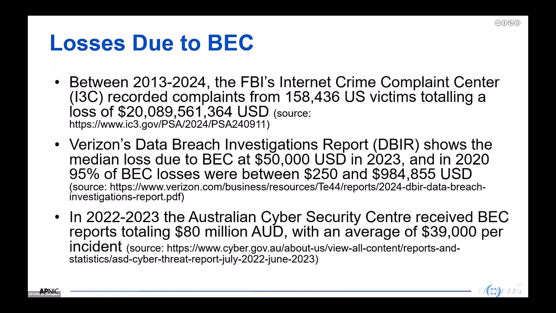Verizon's data breach report going back in 2023 found that the median loss for business email compromise was $50,000. And going back to 2020, most of the losses were between $250 and $1 million. That's a huge number there. If we go to Australia, 2022 to 23, the Australian Cybersecurity Centre received BEC reports totaling $80 million Australian, with an average of $39,000 per incident.